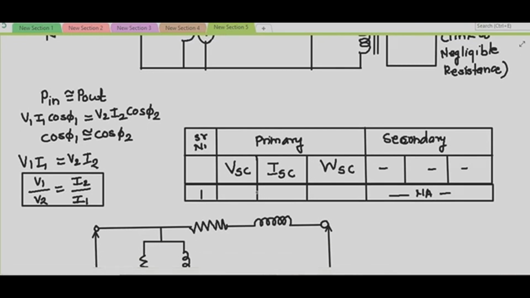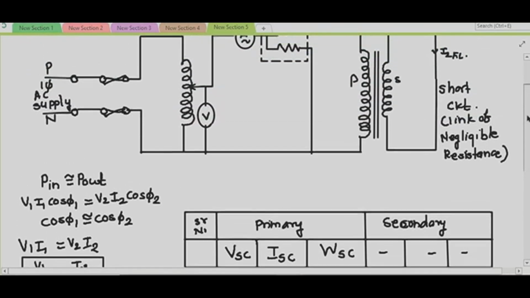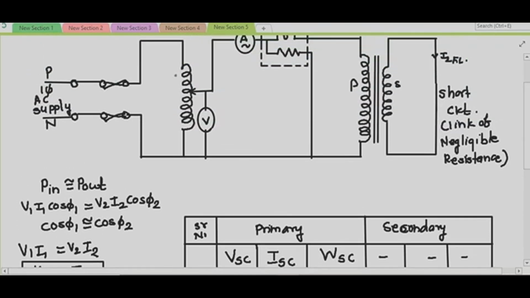Since a very small voltage is required for circulating the full load currents in both the windings, that is primary and secondary, we have to take precaution while applying this voltage, right? Very small voltage is required to circulate the rated current. So that voltage we have to increase in steps with the help of this variac or the auto transformer.